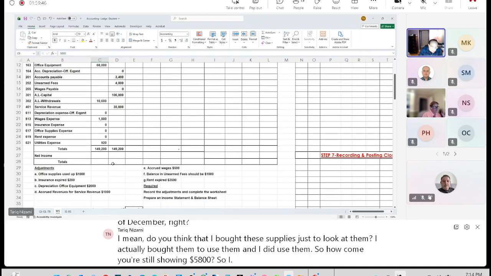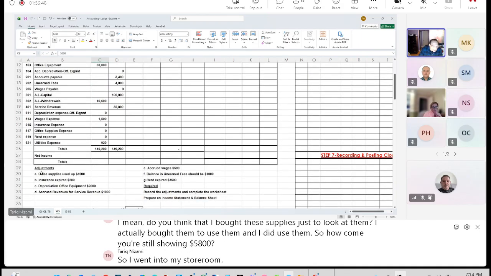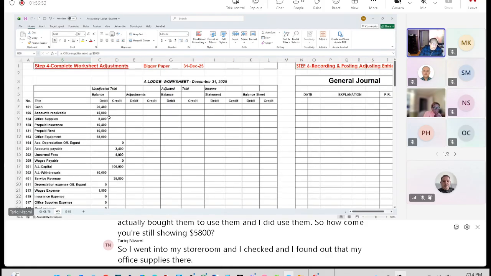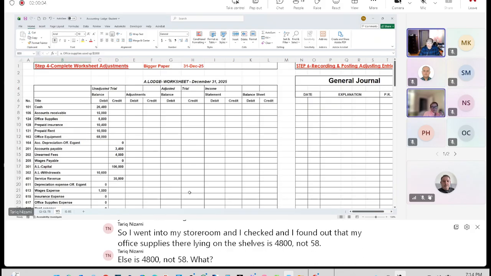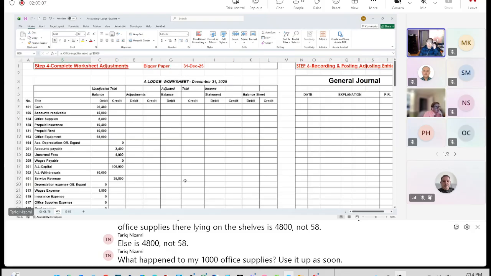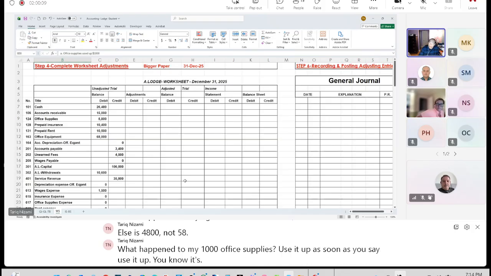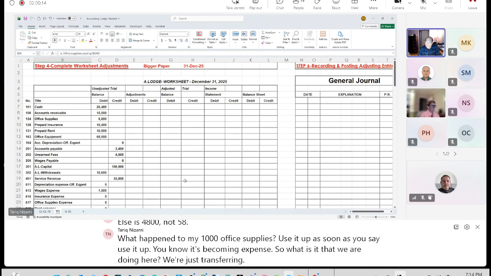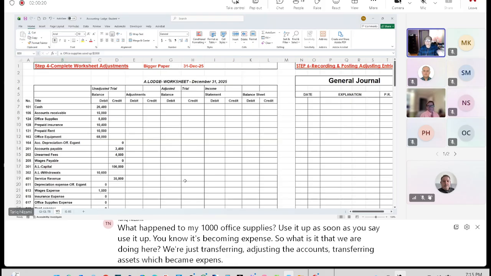So I went into my storeroom and I checked, and I found out that my office supplies lying on the shelves are 4,800, not 5,800. What happened to my 1,000 of office supplies? Used them up. As soon as you say used up, you know it has become an expense. So what are we doing here? We're just adjusting the accounts, transferring assets which became expenses from assets into expenses.